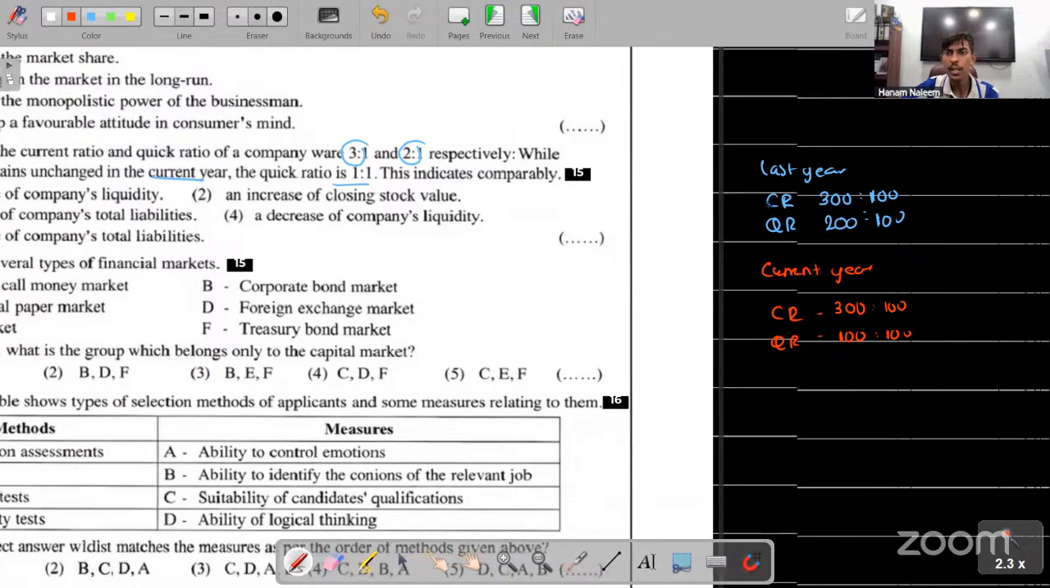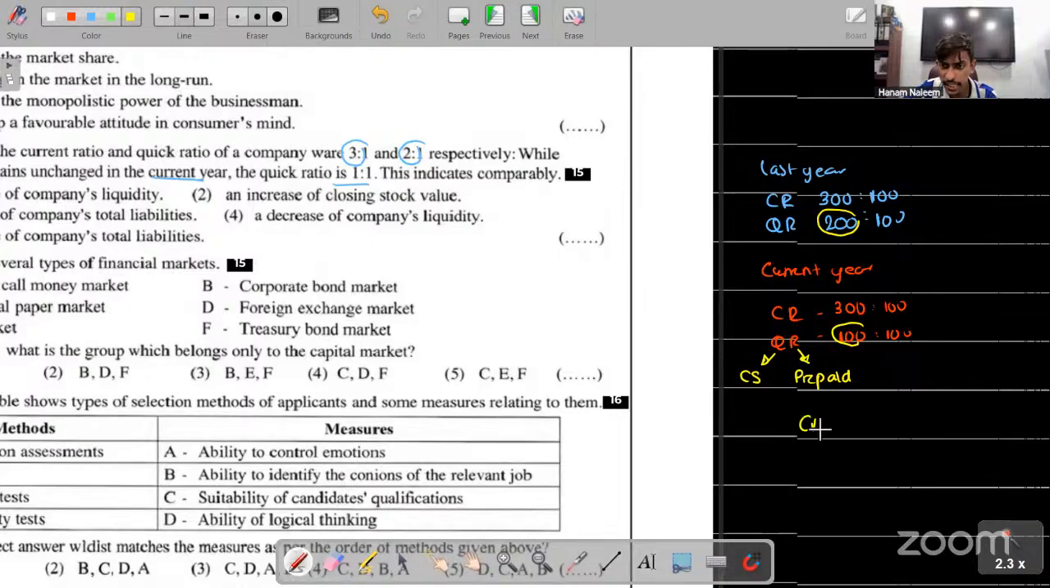Usually, current assets and quick assets have a relationship. In quick assets, we don't record two main assets: closing stock and prepaid expenses. These two we never record in quick assets, but in current assets we record all the assets. So in the last year the quick assets were 200, but this year it has decreased to 100. So when quick assets reduce, your current assets also reduce. Why? Because quick assets are just one component of current assets.